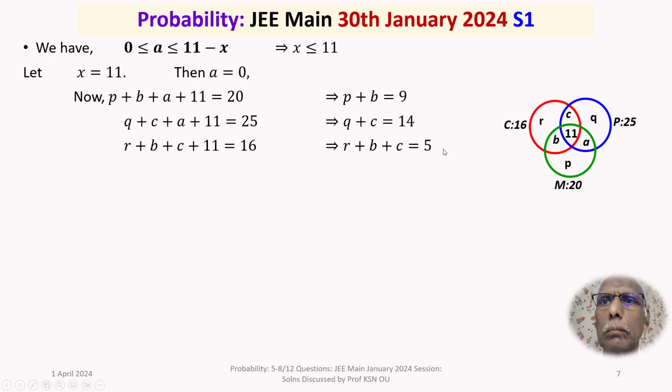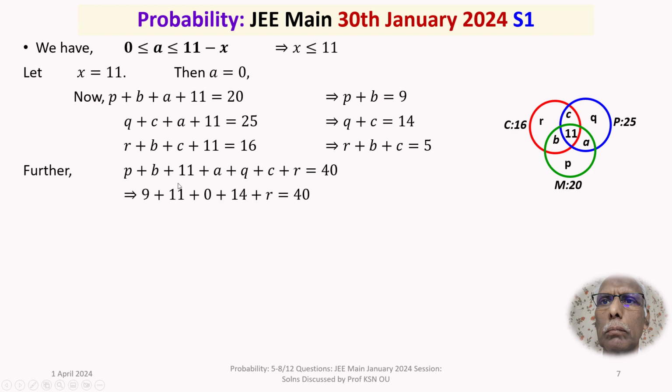Agreed. No problem. Now, further, P plus B plus 11 plus A plus Q plus C plus R. That is the total number of students, the order of that group, that is 40. Now P plus B is 9, Q plus C is 14, A is 0. Substitute these things. Then you will get 9 plus 11, A is 0, Q plus C is 14, plus R is equal to 40.